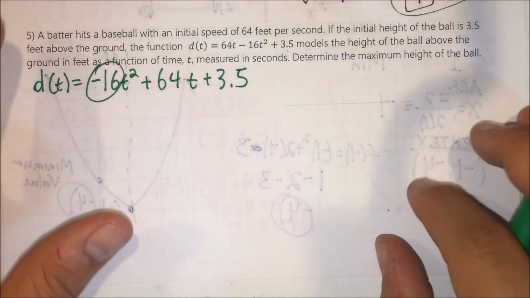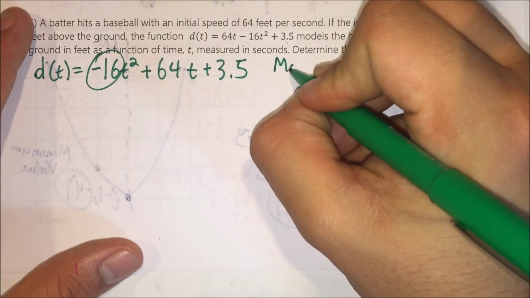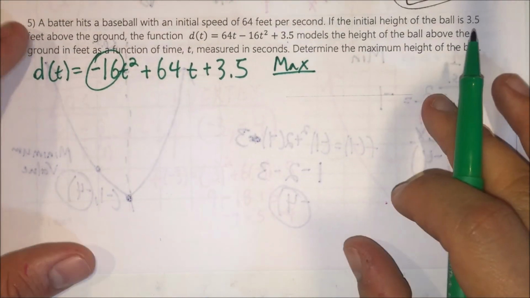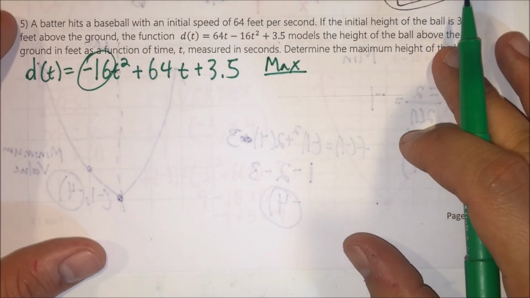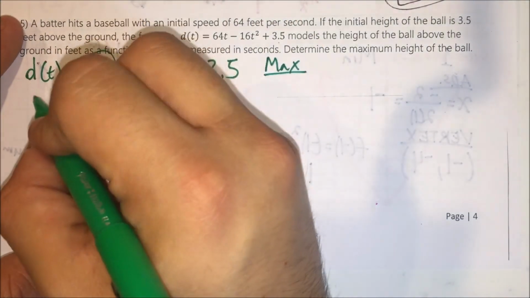This has a negative 16 in front of it, so that means it's going to have a maximum value. And that makes sense, right? Because we're going to pop it up, and it's going to go up and then come back down, so it should have some max height that it gets to. And then we just go through the procedures like we did in the other problem.